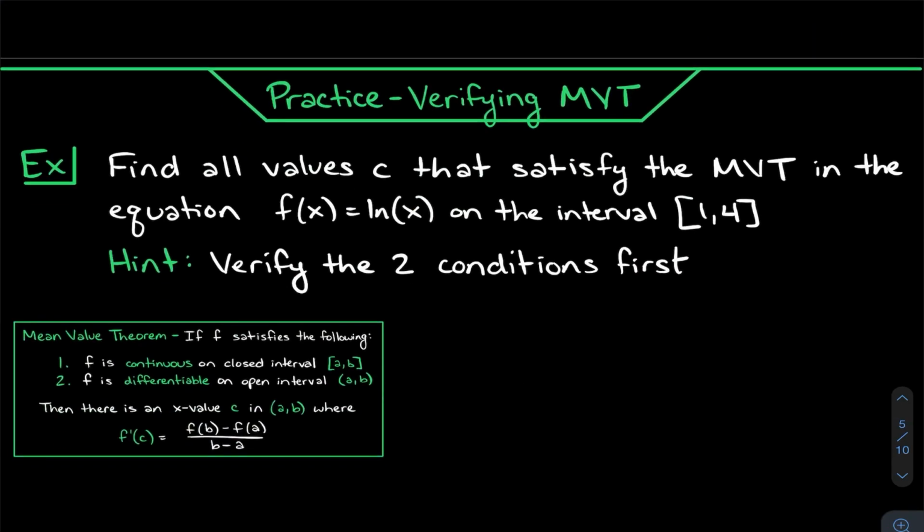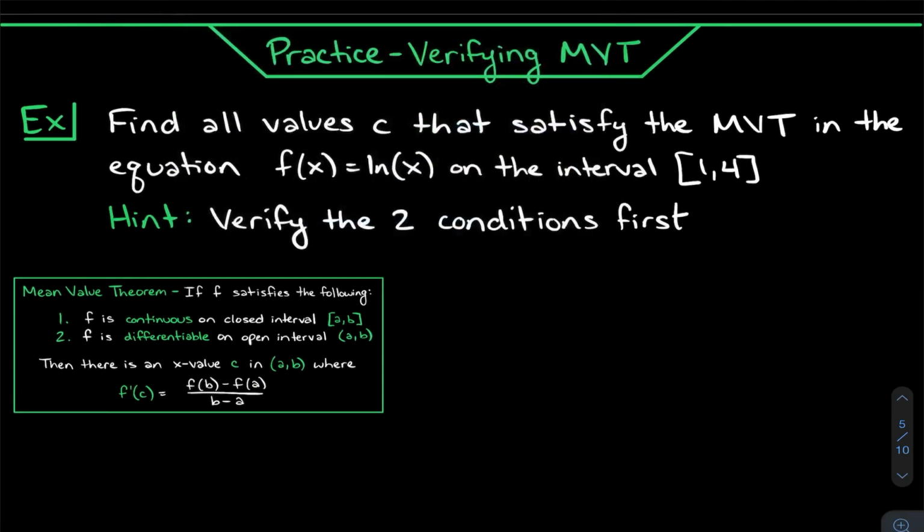So moving on to verifying the mean value theorem now. We want to find all values c that satisfy the mean value theorem for f of x equals the natural log of x on the interval from 1 to 4. And as a hint here, I said verify the 2 conditions first, because that's really what you need to start off by doing.